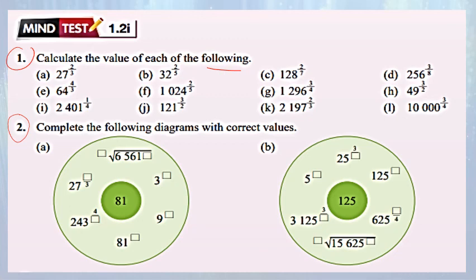Complete the following diagrams with the correct values. For example, here the answer is 81. So you must find what number to fit in the box. For example, 9 to the power of what becomes 81? So 9 to the power of 2 becomes 81. 9 times 9 is 81, right? So like that. Like 5 to the power of what becomes 125? This one you have to think. I think it's fun for you to think about the answer.